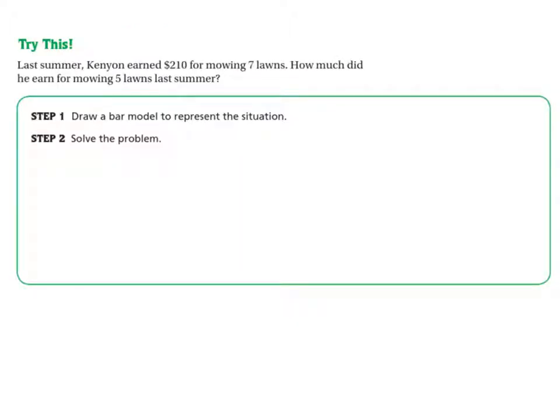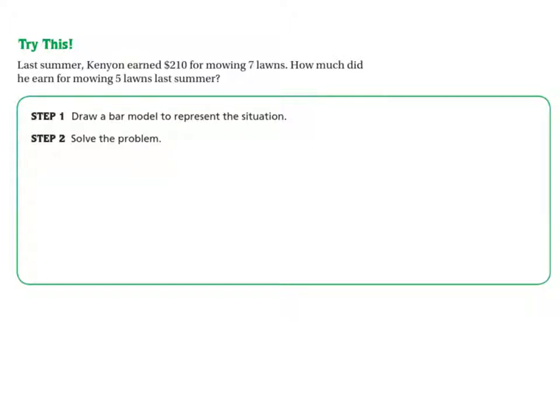Okay, so I want you to try it on this one. Kenyon earned $210 for mowing 7 lawns. How much did he earn for mowing 5 lawns last summer? So last summer he had a different price, but it's the same type of a problem. So go ahead and try this one on your own.